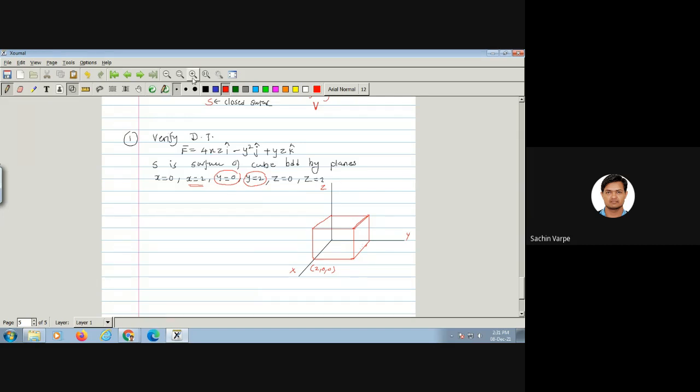Clear? This is z equal to 2. This is z equal to 0. This is y equal to 2. This is y equal to 0.